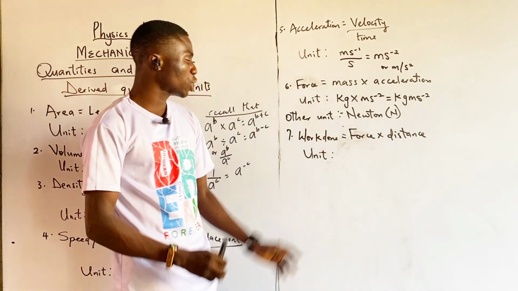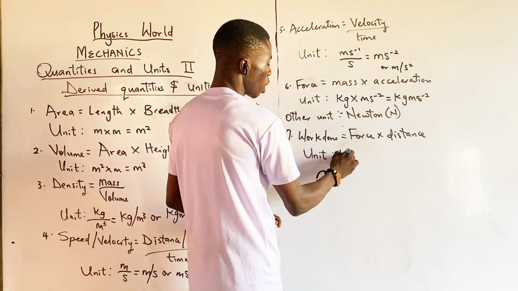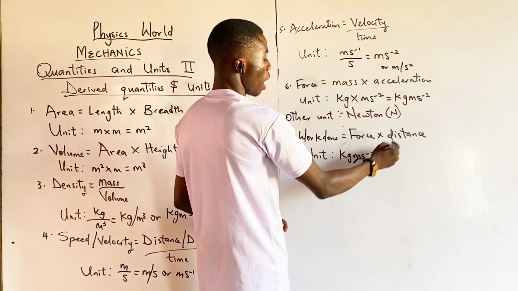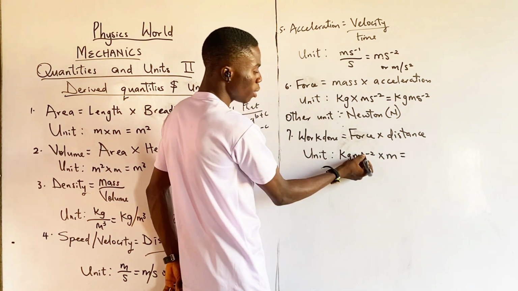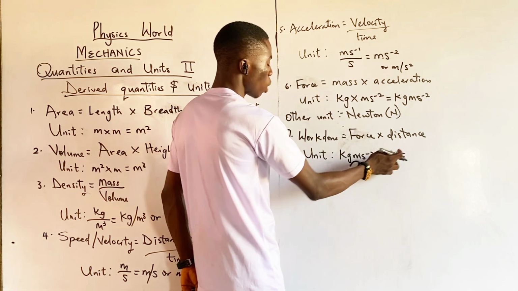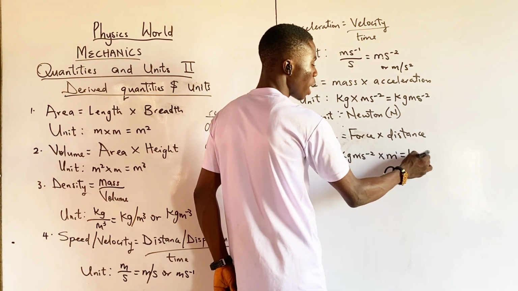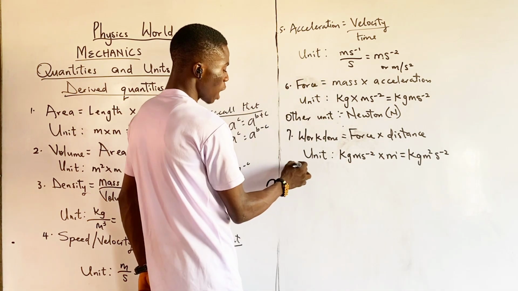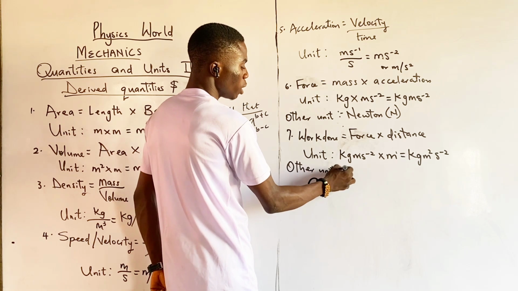For the next one, which is work done, force times distance. Force is measured in kg m s minus 2, you can see, and distance is m. If I want to join them, this one is carrying power 1, this one is carrying power 1, and this is times, so according to this law, you add the powers. 1 plus 1 is 2. So you have kg m squared s minus 2.